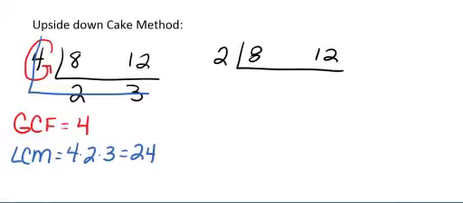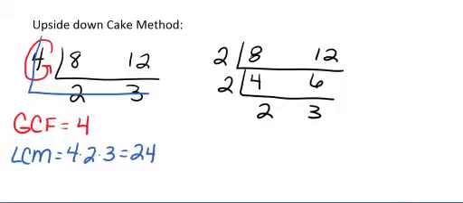8 divided by 2 is 4. 12 divided by 2 is 6. And then I once again ask myself what number goes into 4 and 6, and 2 does. So 4 divided by 2 is 2. 6 divided by 2 is 3. And now the 2 and the 3, the only number they have in common is 1.